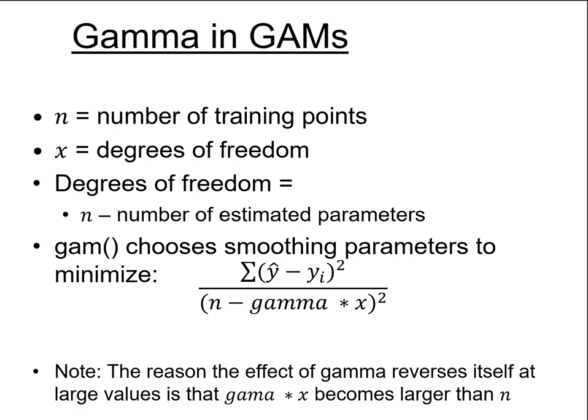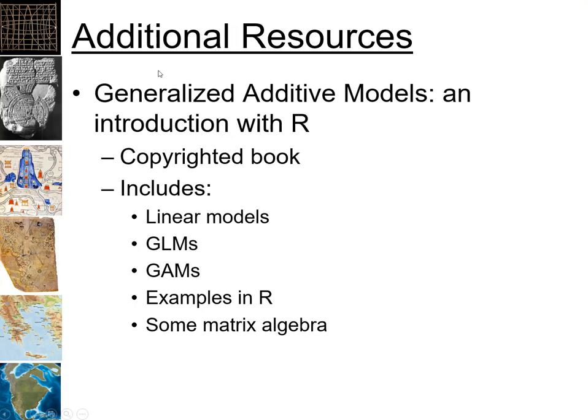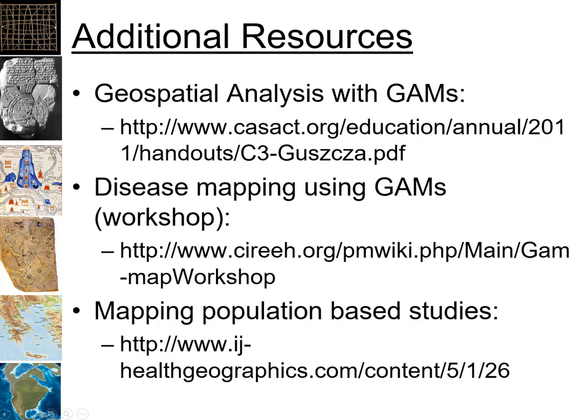Okay, lots of additional resources out there. This is a good book. It's copyrighted, but it actually covers all of these different models, including GAMs with examples. There's some matrix algebra in there, which is really what R does well. So just letting you know that that's out there. And lots of other stuff on GAMs. Heavily used, and later on in the semester we'll move on to methods that are based on GAMs that have taken them to the next level.